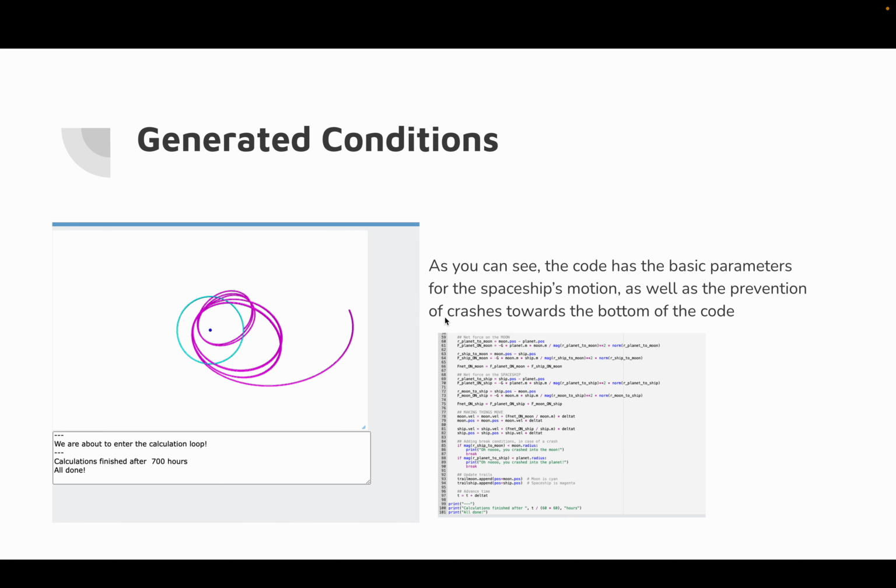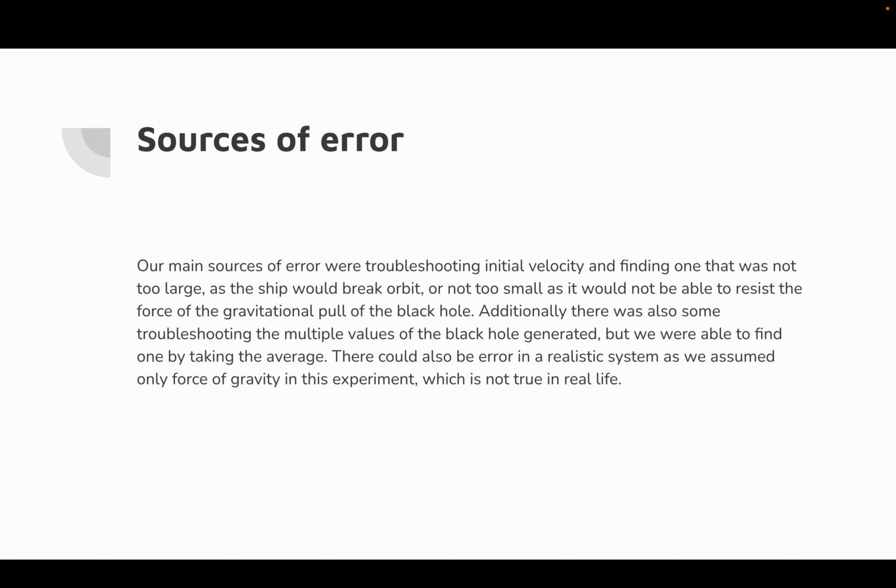As you can see, this code has the basic parameters for the spaceship's motion, and on the left you can see that the spaceship does not crash, and it makes a figure-8 motion around the planet and the moon. Here, if the spaceship crashes, we print out this line and break the code, so we are notified that the spaceship crashes. Through this code, we were able to find the initial velocity so the spaceship wouldn't break orbit and wouldn't crash into either the planet or the moon.